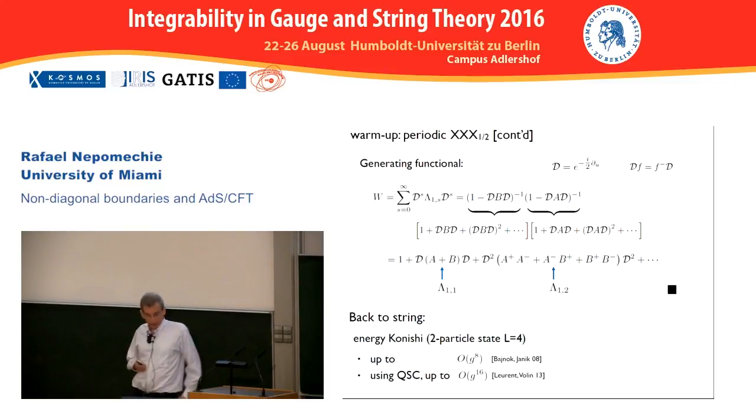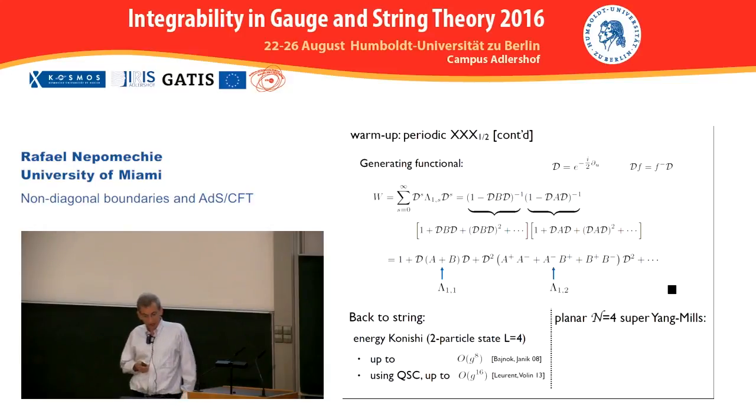And then using more sophisticated techniques, this quantum spectral curve, which we heard about a few days ago, you can go, at least as far as I know, up to 8 loops, so order g to the 16th, and probably even higher.